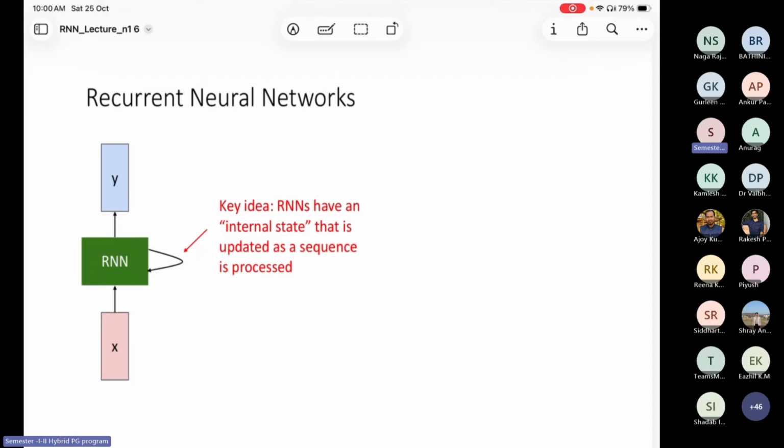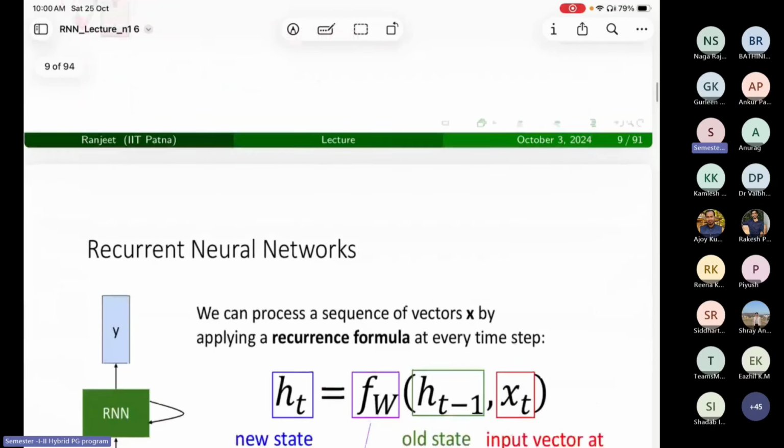Okay, so just looking at this recurrent neural network, we have X, the input, and then we have RNN in between, and then we are getting the Y output. Now all the magic is inside this RNN block. Okay, let us open this RNN block and try to see what is there.